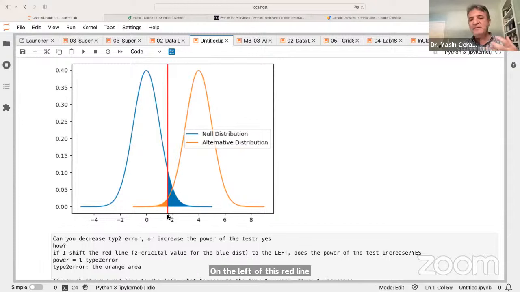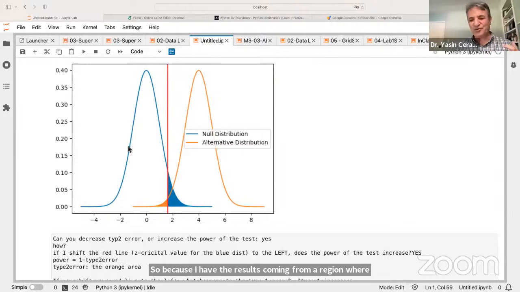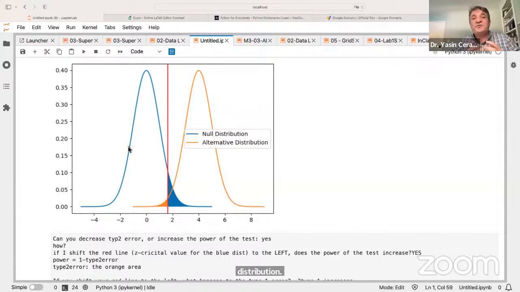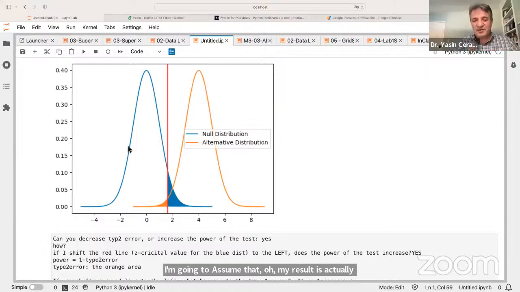Because I have the results coming from a region where it is more likely that it will come from this blue distribution, I'm going to assume that my result is actually more likely to be coming from the null hypothesis versus the alternative hypothesis. That means I'm going to assume that my null hypothesis is correct.